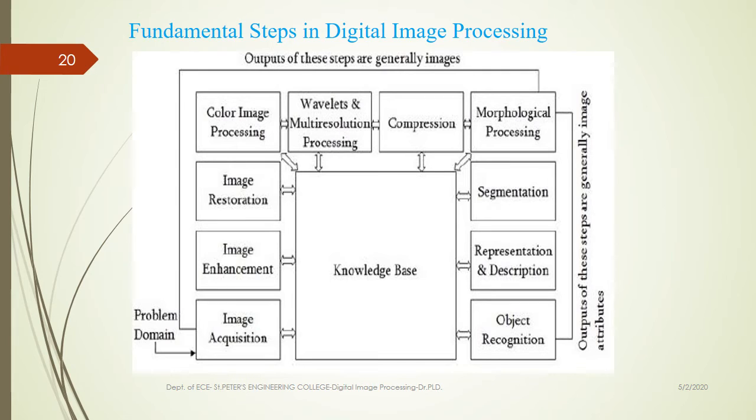With this, the components of the image processing system are over. Now we can see the fundamental steps in image processing. The fundamental steps give the total description of digital image processing. Here also, the problem domain is the input, based on our interest as well as our application. Based on the problem domain, we capture with the image capturing mechanism, which we call the image acquisition block, the first block.